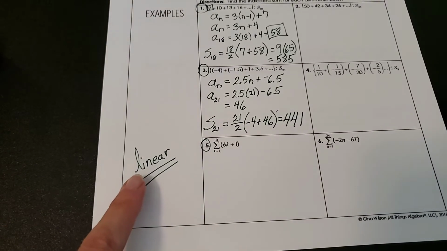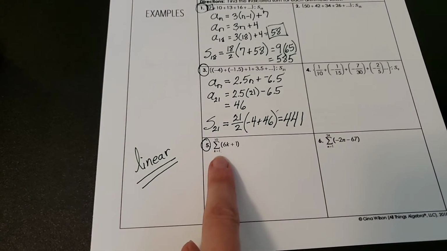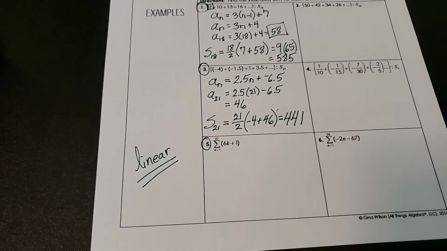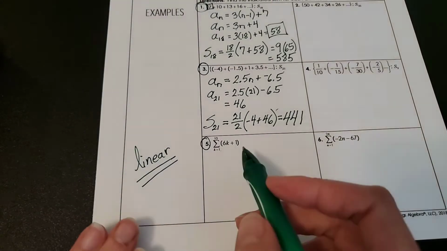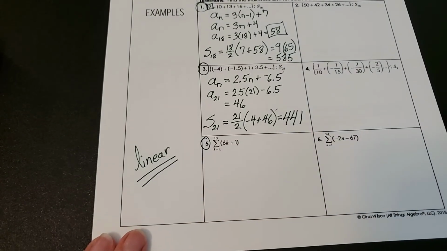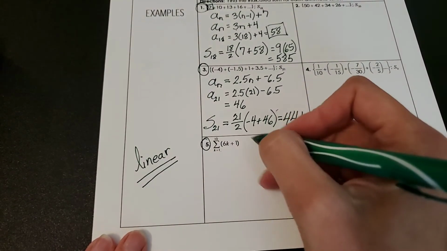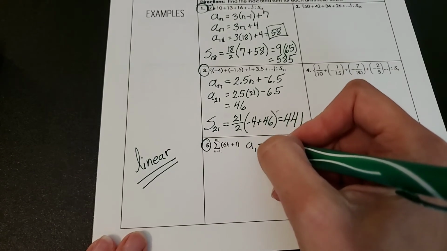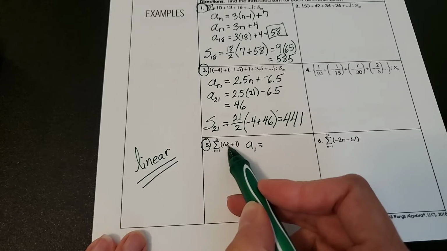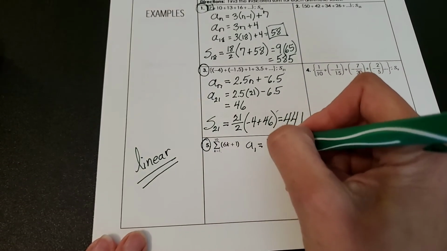If it's not linear, then I would actually have to plug in those k values and write them out, all 10 terms, and then add them. But since it is linear, it will be an arithmetic sequence. So I can just look for my first term. That would be if I plug in k as 1 there. So 6 times 1 plus 1 is 7.